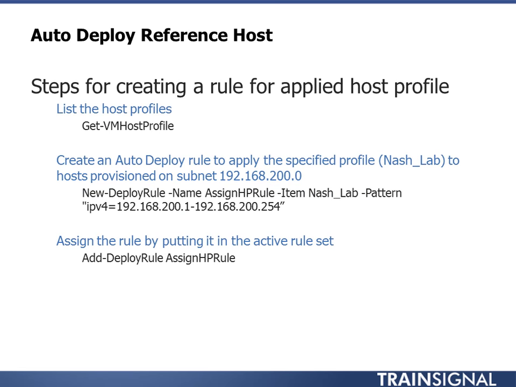Steps for creating a rule for an applied host profile. This is the one I mentioned a minute ago. List the host profiles using Get-VMHostProfile, and then you create a rule against the same rule, New-DeployRule, with name, item, and the pattern. Assign the rule by putting it in the active rule set, which is just Add-DeployRule. So again, it's simple. 3 different claim rules. Just remember that. I think claim rules are an awesome exam question because, again, it's things that can be checked, it's configured, and it's something that you'll need to know how to do, and it's a really repeatable process. So definitely know how to do your claim rules.